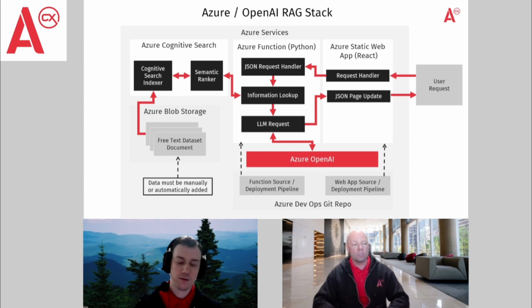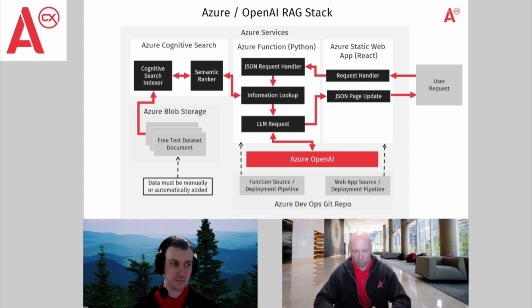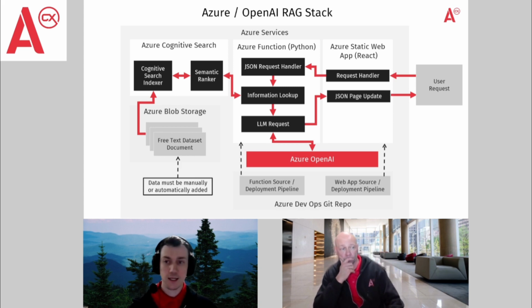Good. Yeah. So then the remaining important part is data. You need good quality data to build good quality AI. So can you tell us a little bit more about what kind of data types we can support with this? Yeah, so this example uses just free text. So we're taking a company's documentation in this case and loading it into blob storage.